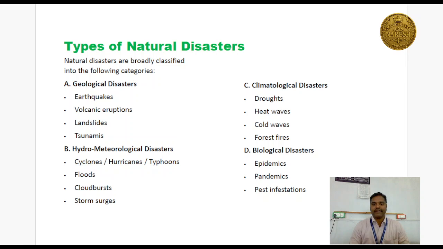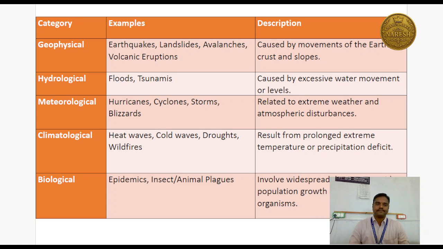In that you will find heat waves, and cold waves in the polar regions, and forest fires. The best example for forest fires is Los Angeles, where there was a very huge loss. Then when you talk about biological disasters, these are epidemics, pandemics and pest infestations. These are the four types of natural disasters which occur, and they may be classified into five types.